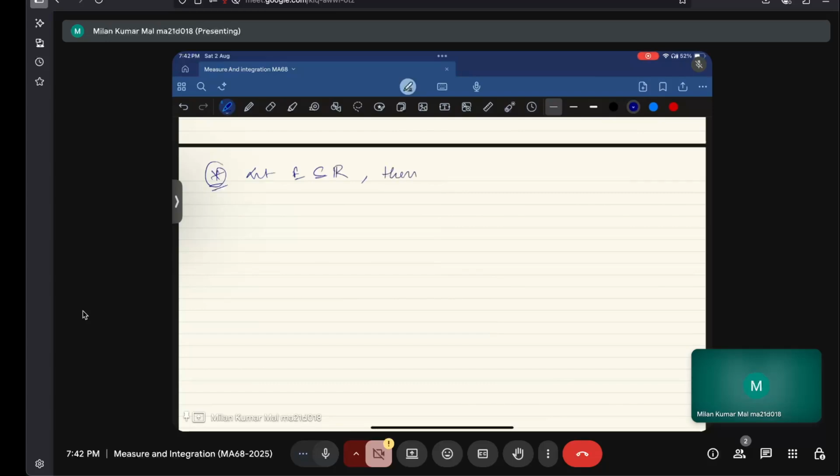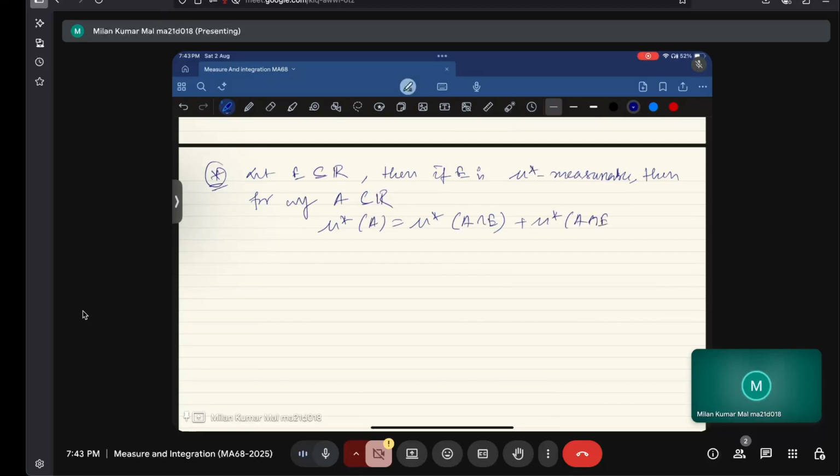Then if E is mu star measurable, then for any subset A of R, we should have mu star of A equals mu star of A intersection E plus mu star of A intersection E complement. Okay, this has to hold for any subset A of R.